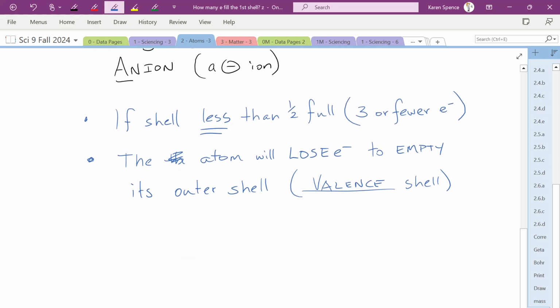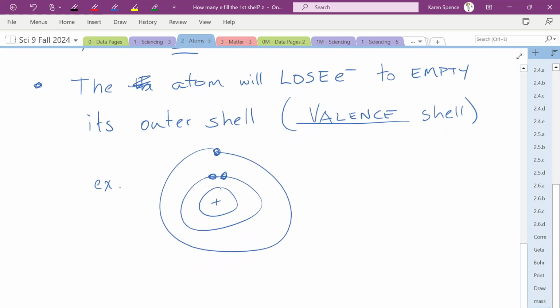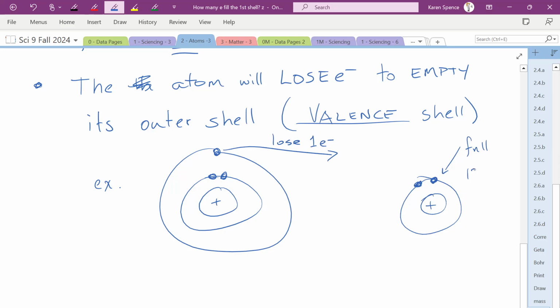So what would happen is, for example, if we have like one electron, that's 3 or less. Yes? So we're going to lose 1 electron. And when we lose that electron, all we're left with is a full first shell. Yes, the new outer shell is full. So we can either have a full outer shell by filling one up or by emptying out one and the next one in is full. Who does this? Metals.